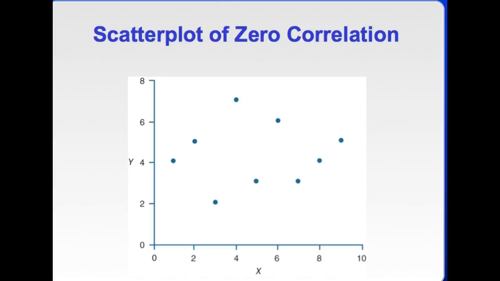And here's a scatter plot of 0 correlation. The closer the data points come when plotted to make a straight line, the higher the correlation between the two variables, or the stronger the relationship.